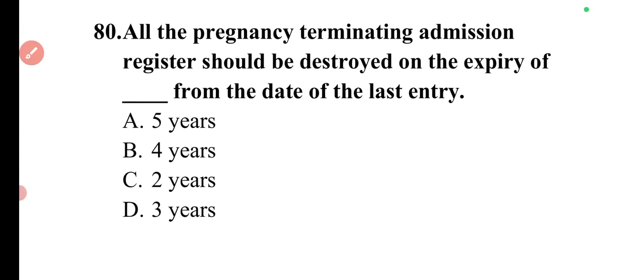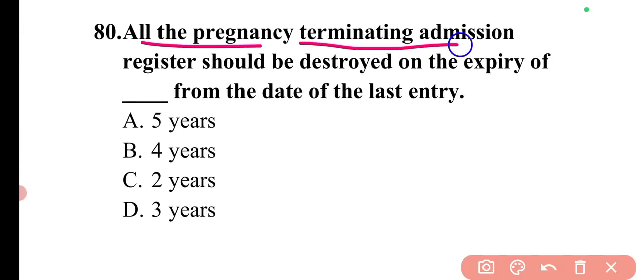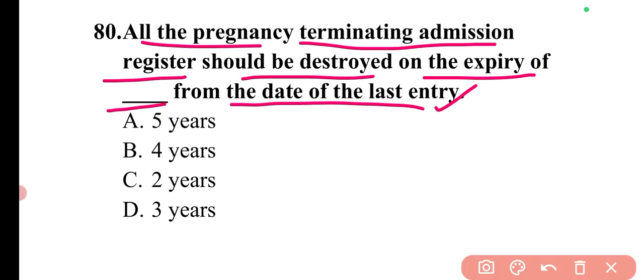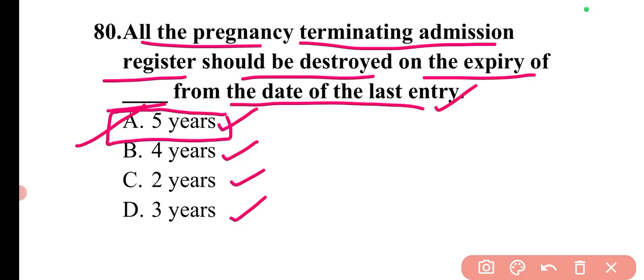Next question is, all the pregnancy terminating admission registers should be destroyed on the date of expiry of dash from the date of last entry. So options are 5 years, 4 years, 2 years, or 3 years. And the correct answer is option number A, 5 years.